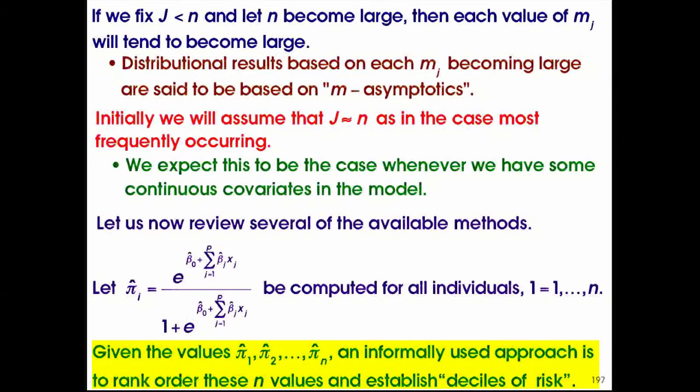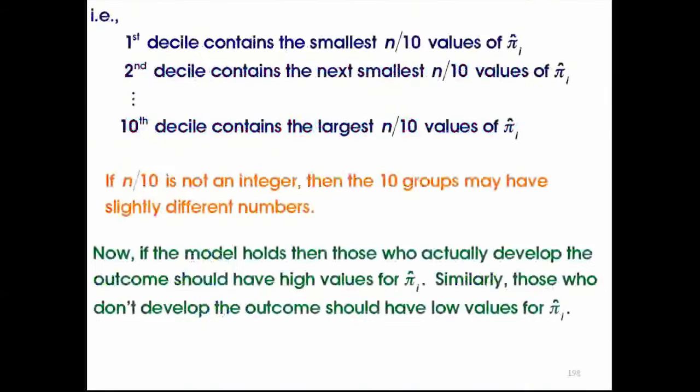So given you have the estimated probabilities pi hat 1, pi hat 2 up to pi hat n, an informally used approach would be to rank order these n probabilities and establish deciles of risk. We talked about that last week, where we took the probabilities. Remember, we had the women come back to our study site. They were given probability tags. We asked them to get in a big long line from lowest probability to highest probability.